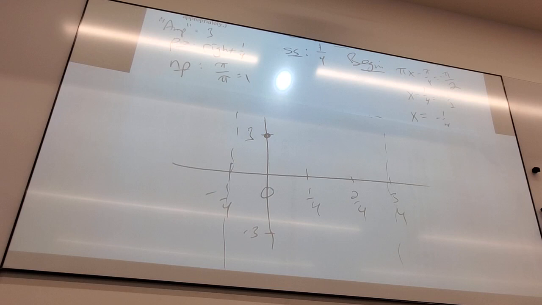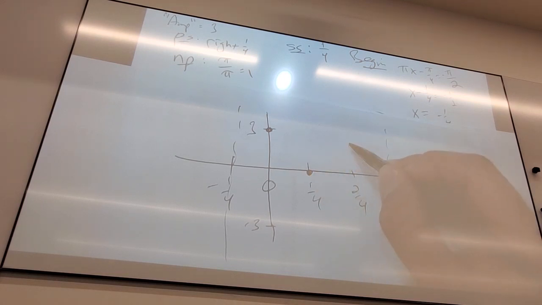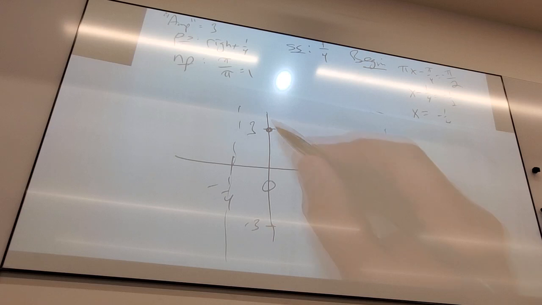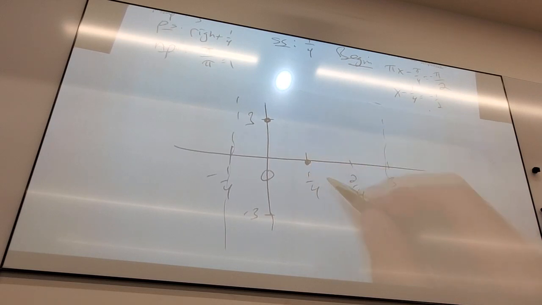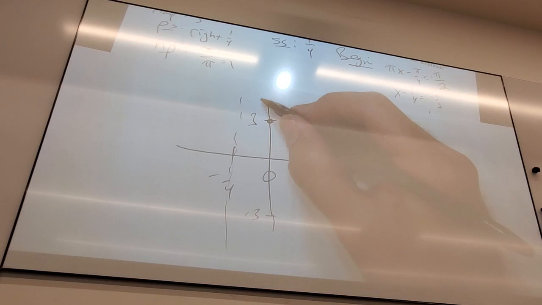Where does it go at the next step? 1/4. 1/4, like here? 0, okay. Next step, we have negative 3. Yeah, so it starts off at the asymptote, hits the amplitude, then it hits the 0, then it hits the negative of the amplitude in this case, and then it goes to the asymptote.